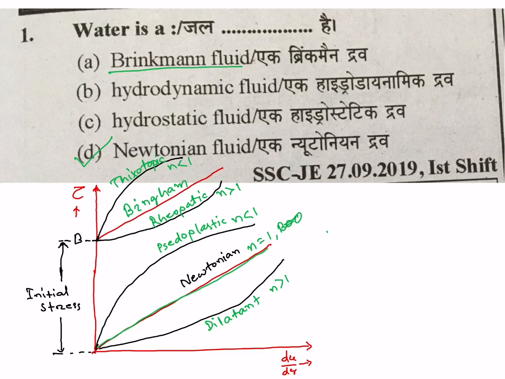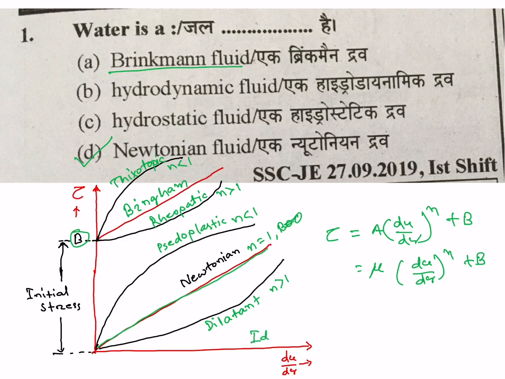This equation you have to use. Tau is equal to A into (du by dy) whole to the power n plus B. Or you can use this equation also. Instead of A, you can write mu also, plus B, and B is your initial stress. And ideal fluid, here you will get ideal fluid: no shear stress.